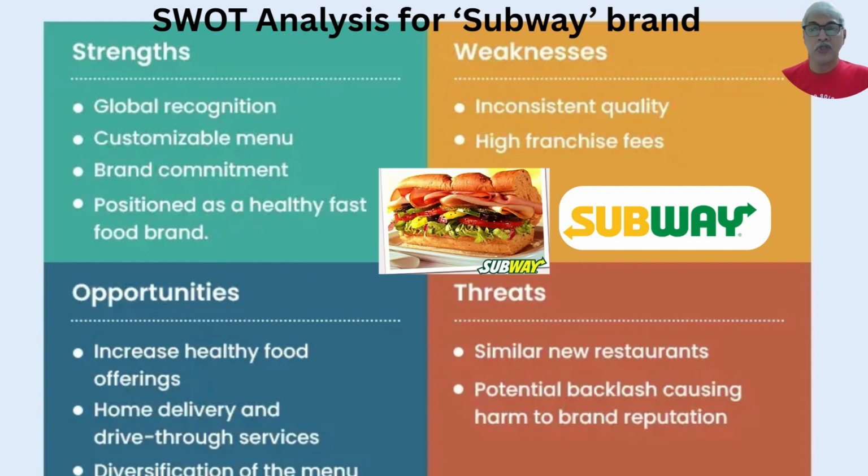But then there are also opportunities because it is a healthy food. Then you could also give a home delivery option, and possibly you could diversify the menu using different things, like possibly adding different types of lettuce, or maybe bell pepper, according to the taste of the region. So this is a SWOT analysis: strengths, weaknesses, opportunities, and threats.